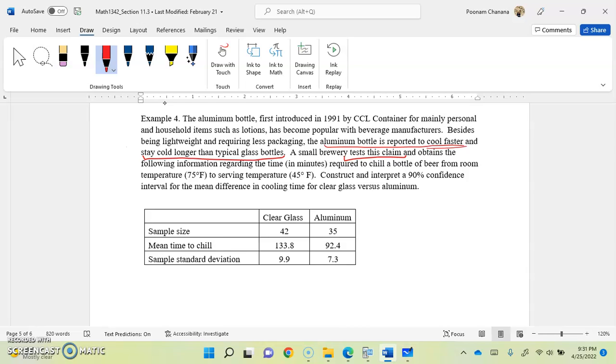A small brewery tests this claim and obtains the following information regarding the time required to chill a bottle of beer from room temperature to serving temperature, 45 degrees Fahrenheit. Construct and interpret a 90% confidence interval for the mean difference. So we need to construct a 90% confidence interval for mu1 minus mu2. Let's say mu1 is for the glass and mu2 is for the aluminium, right? Glass versus aluminium. That's what they're asking us to do.